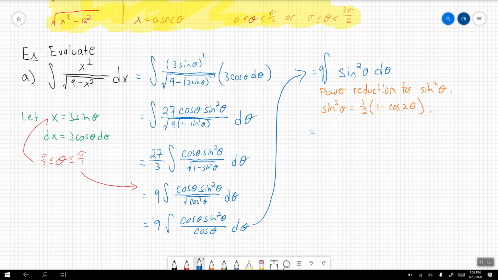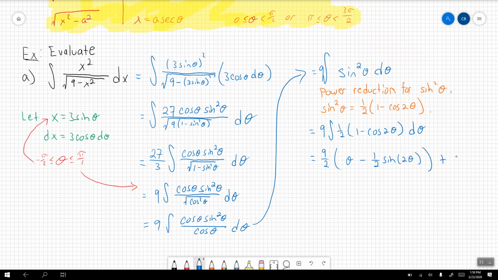I like that. All right, so here now we have 9 times the integral of our power reduction, which was 1/2 multiplied by 1 minus cosine 2 theta, and this is all d theta. Now working through the whole process, I'm going to factor out that 1/2, and then I'll go ahead and integrate term by term. The integral of 1 with respect to theta gets us theta. The integral of cosine 2 theta will then get us 1/2 multiplied by sine of 2 theta.